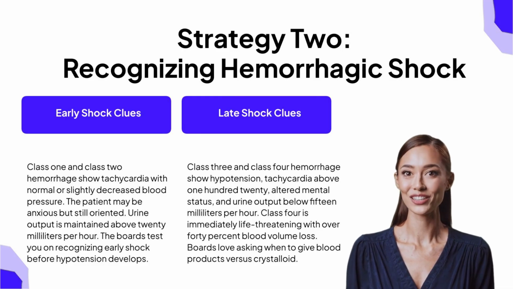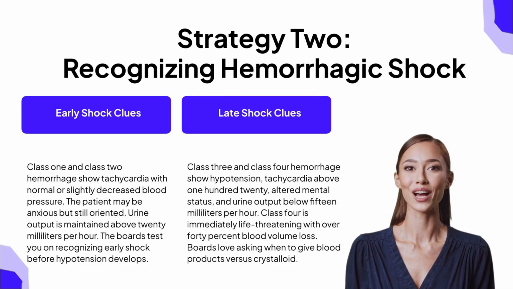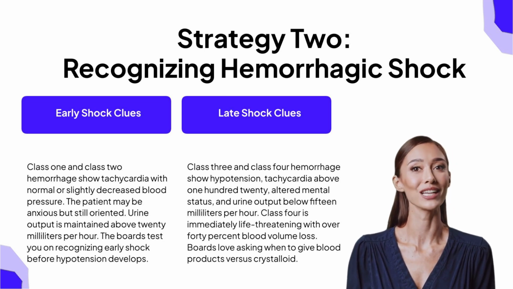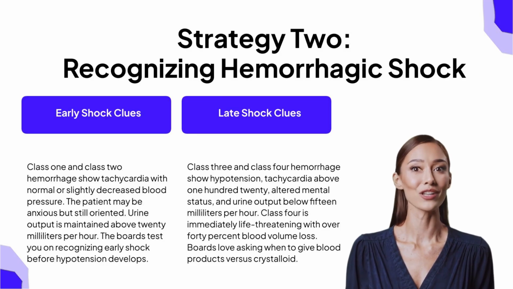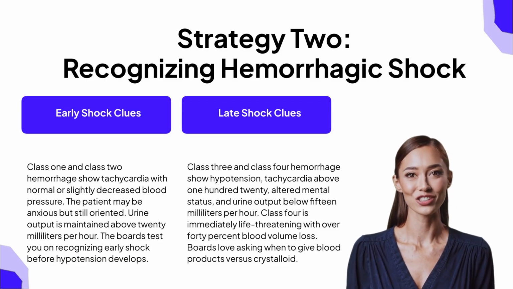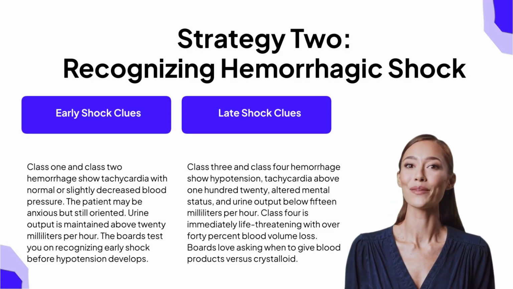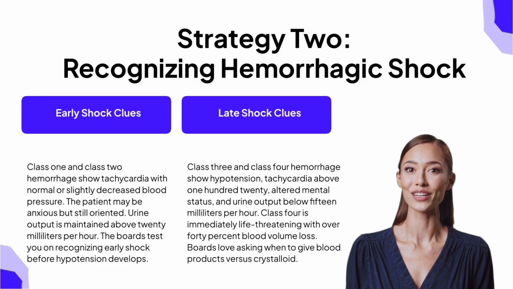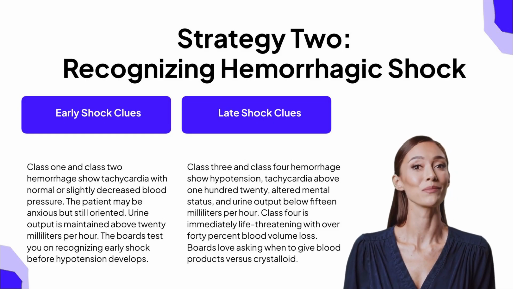Class 4, the picture changes dramatically. Hypotension, tachycardia above 120, altered mental status, and decreased urine output below 15 milliliters per hour. Class 4 is immediately life-threatening with over 40% blood volume loss. The board loves asking when to switch from crystalloid resuscitation to blood products. Remember, if the patient does not improve after initial crystalloid, the answer is blood products.